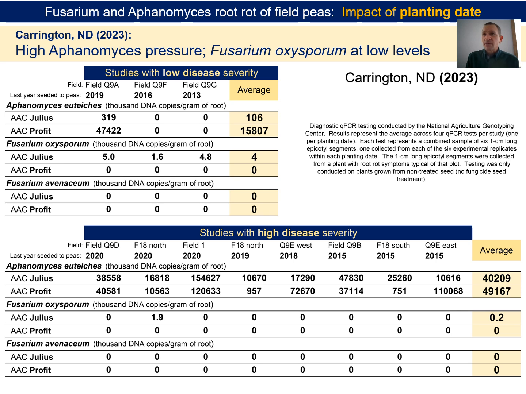We detected Aphanomyces at moderate to high levels in every field except for the two fields that had very low levels of disease severity. We detected Fusarium oxysporum at low levels in a few fields, but only detected it from Julius, which was our better performing variety. So what this suggests is that what we were observing in these studies was that Julius was more tolerant to Aphanomyces than Prophet.